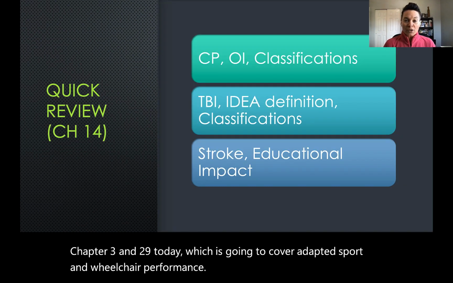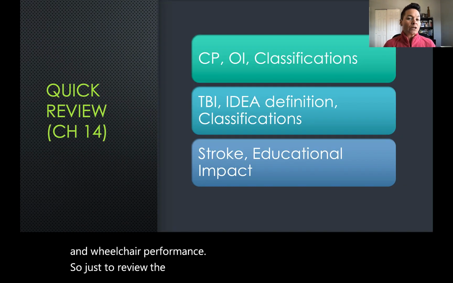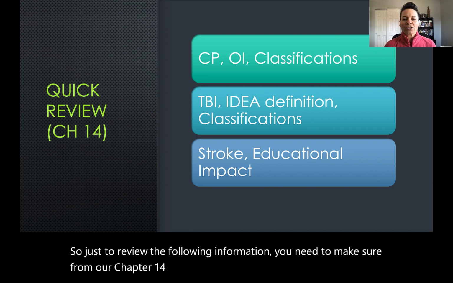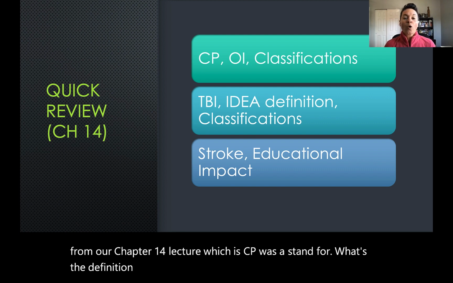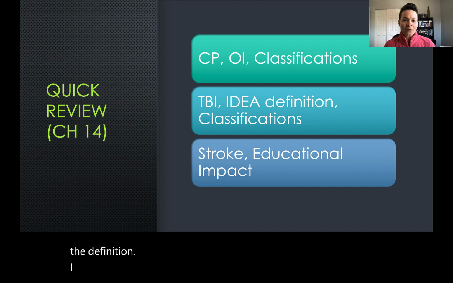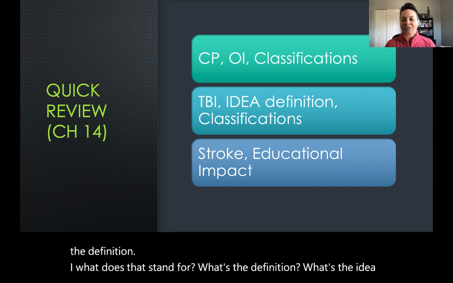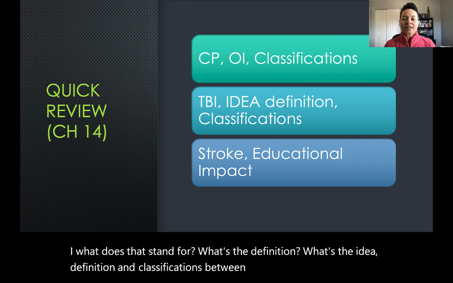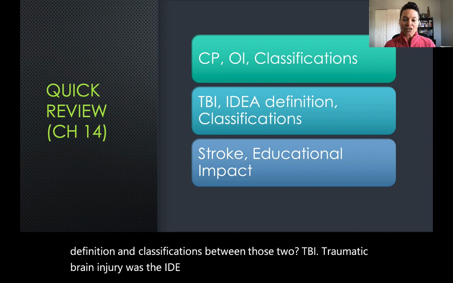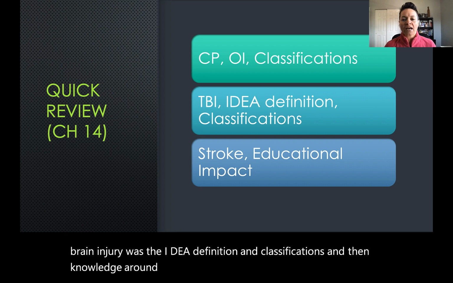So, just to review, the following information you need to make sure you know from our Chapter 14 lecture, which is CP: what does it stand for? What's the definition? OI, what does that stand for? What's the definition? What's the IDEA definition, and classifications between those two? TBI, traumatic brain injury, what's the IDEA definition and classifications? And then knowledge around stroke and educational impact that may have.